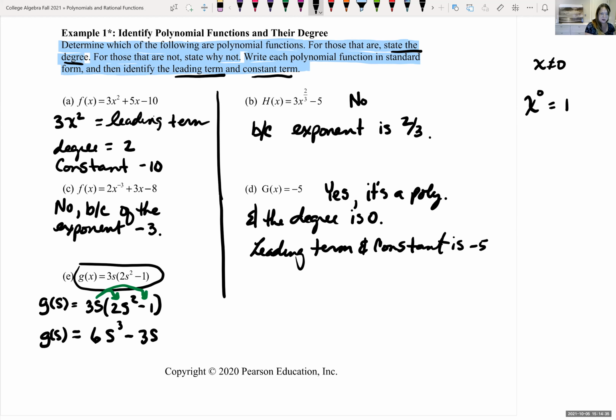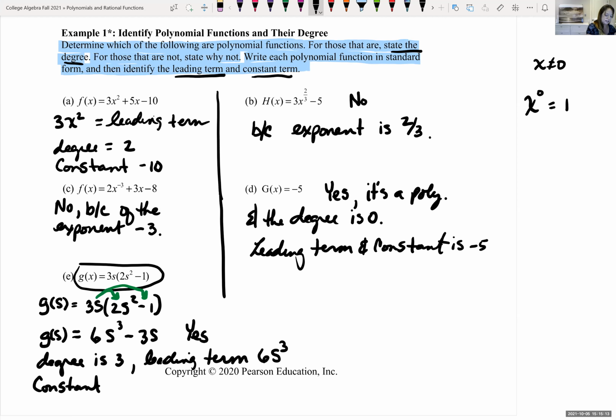So it's now in standard form, and it is a polynomial. It is in standard form, descending order of powers. Our degree is the highest exponent, so that is 3. The leading term is 6s cubed. The constant, notice there's no term without a variable. So the constant we can say is 0.